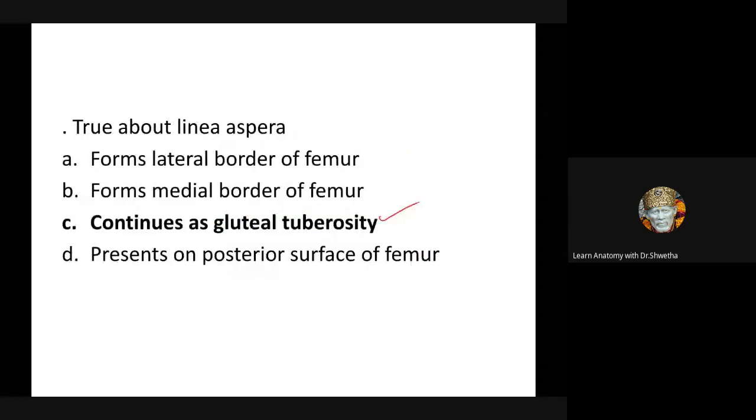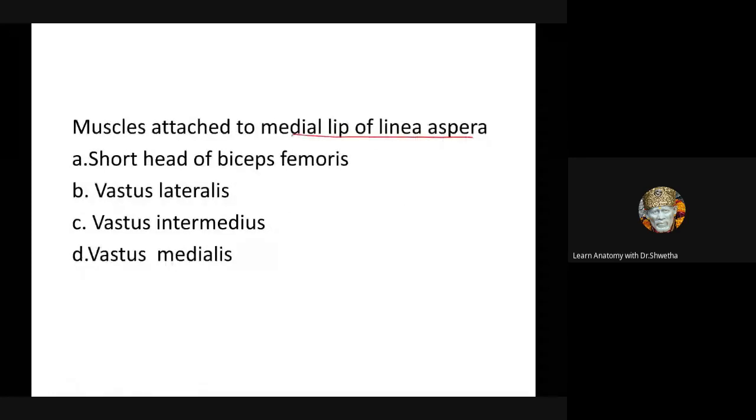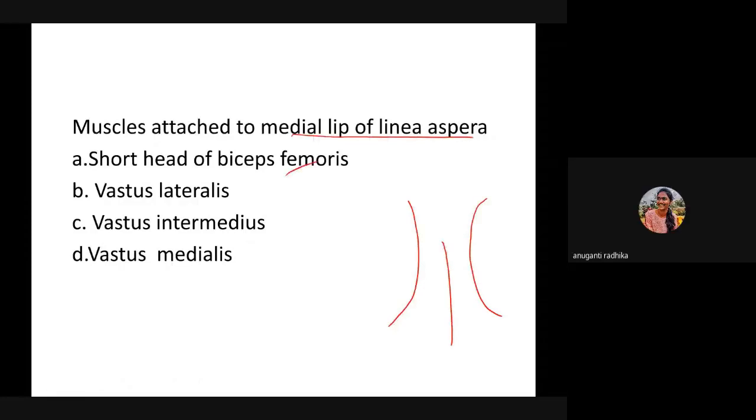Muscles attached to the medial lip of linea aspera. Short head of biceps femoris. Vastus medialis. Excellent. Vastus medialis is here. Vastus lateralis is here. Short head of biceps is here. Vastus intermedius is not at all there in the posterior aspect. It is there in the anterior aspect. So what is your answer?